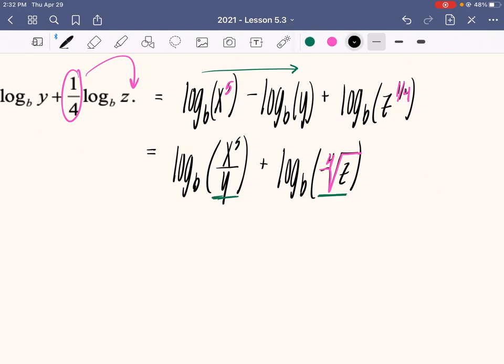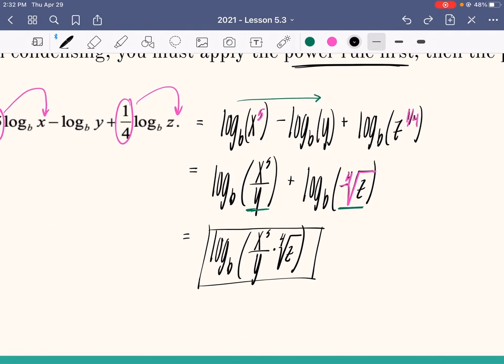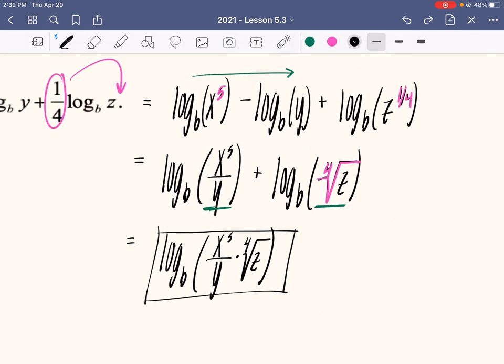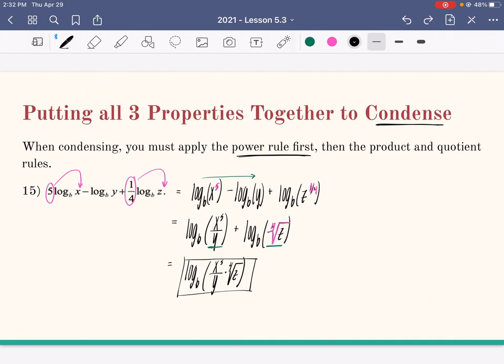So this times this. So log base b of x to the power of 5 divided by y times 4th root of z. Okay, and that's not going to simplify any further, so we can leave it in that format. Or you could always move this into the numerator, because this is the same thing as that divided by 1. However, I'm just going to leave it at this point, just because this was tacked on as the third and the last logarithmic expression here.